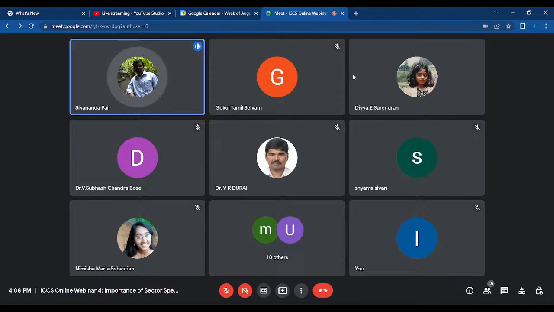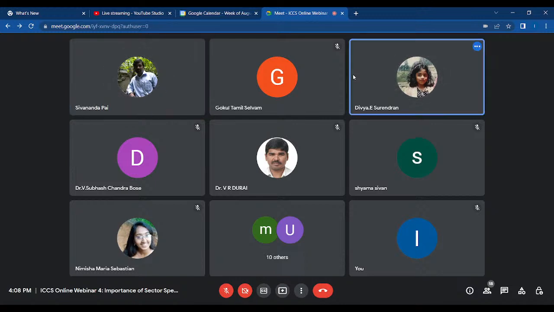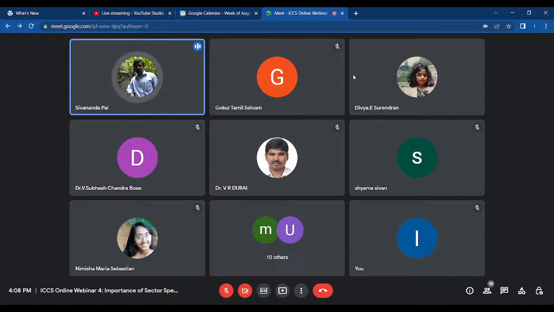So she will be able to help you also, or you can contact ICCS. Through her, we can provide you information. Anyway, it's good, Divya. You have also done some sample study for a certain district in Kerala. Yes. So it is nice. Any other question, if anybody has, before we wind up?